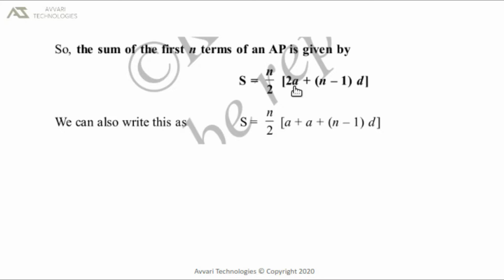Since 2a can be written as a plus a, we can rewrite the sum as s is equal to n by 2 into a plus a plus n minus 1 into D. Here we can notice a plus n minus 1 into D is nothing but the last term of an arithmetic progression. So we can rewrite the equation as s is equal to n by 2 into a plus the last term. Here the last term is a plus n minus 1 into D.